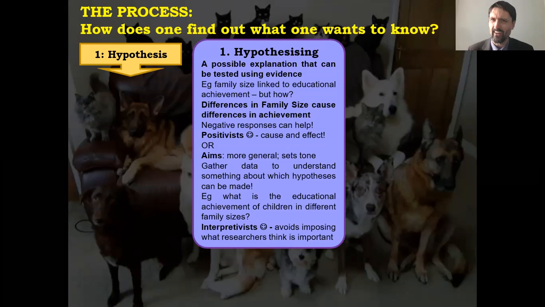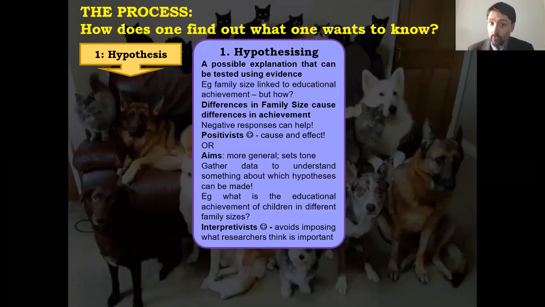One of them implies that there is an assumption that the connection is cause and effect, whereas the other one implies there might not be a cause and effect connection, but there might be some relationship between the two that we don't know where it's going yet, and we don't know what to hypothesize yet. So in this sense, when you've got a general aim, the idea is to gather data to understand something, and therefore you can make hypotheses, that's the plural of a hypothesis, later. So for example, what is the educational achievement of children in different family sizes? That is a general aim. What are the relationships between the two?